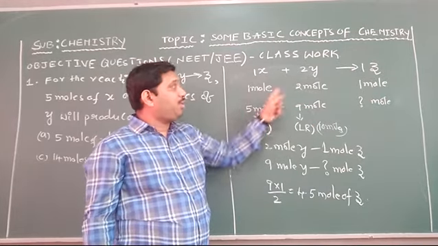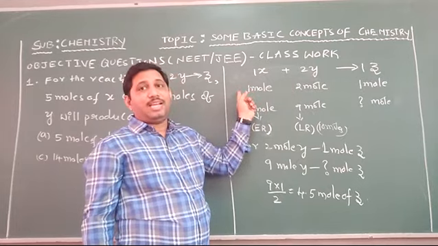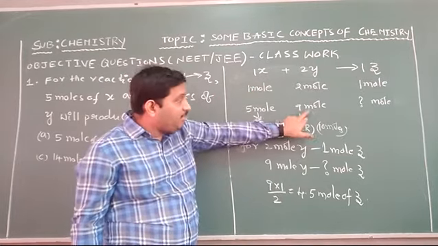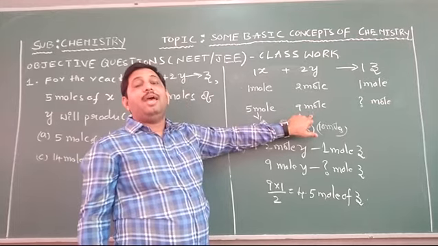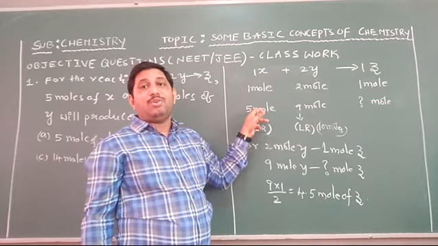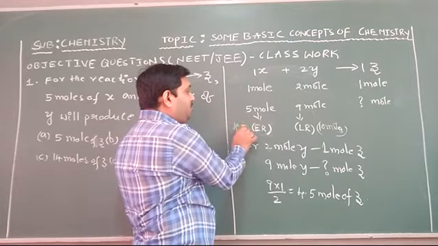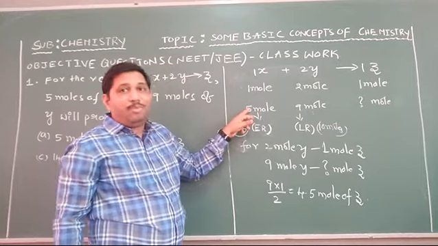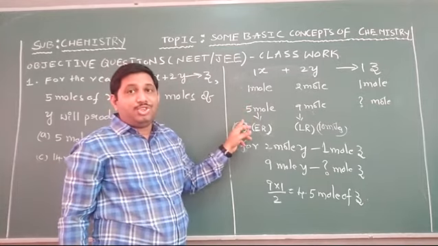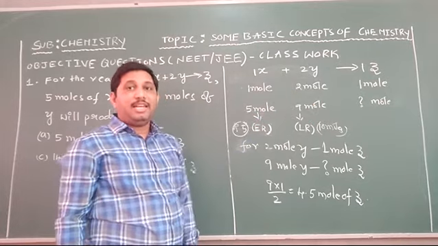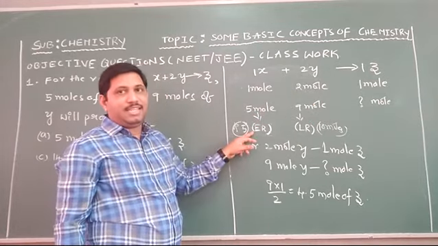Why? Because for 2 moles of Y, 1 mole of X is required. For 9 moles of Y, you require exactly half, 4.5 moles of X. Given 5 moles, 4.5 moles is consumed and 9 moles of Y is completely consumed. Hence, it is clear that X is the excess reagent.